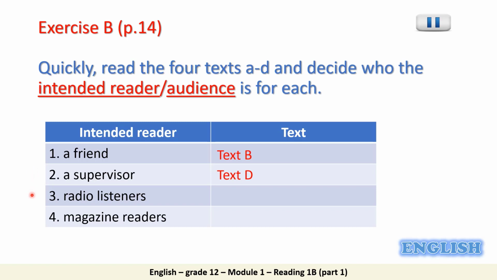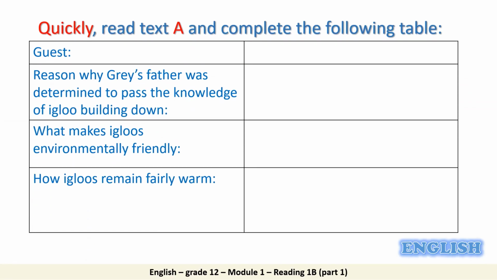Which of the texts will be listened to by radio listeners? Any ideas? Yes, it is text A, the dialogue. And finally, which text is for magazine readers? It is surely the article, text C. Go through text A really quickly to fill in the table with suitable information. Pause the video now.